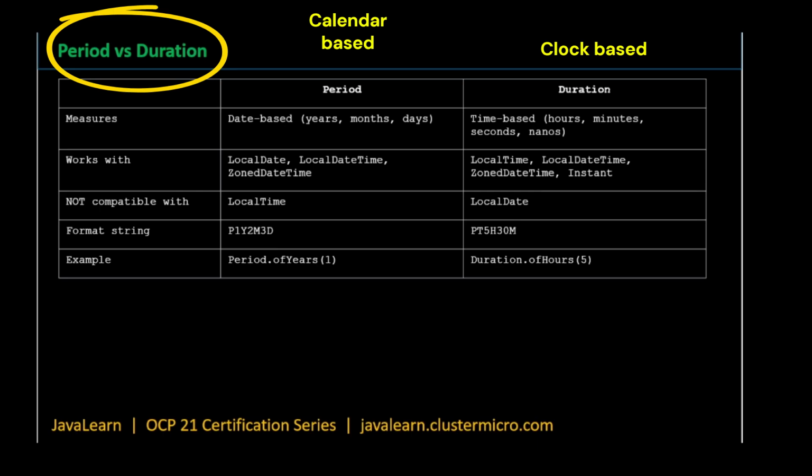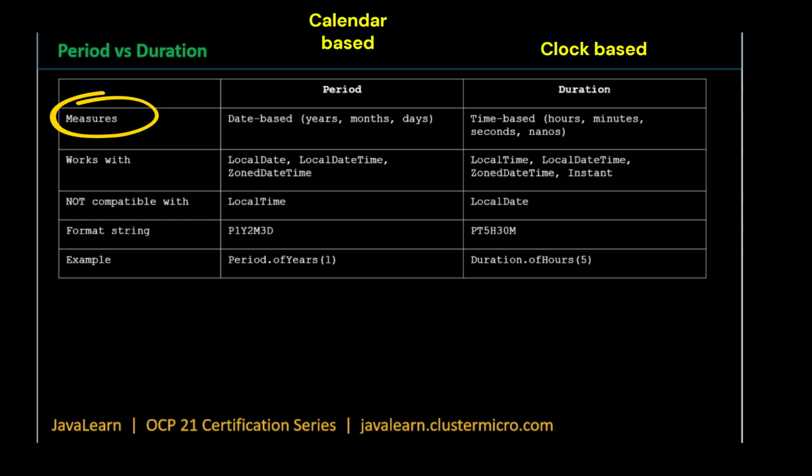The first row is measures. Period measures years, months and days. So when you say Period.ofYears(1), you are saying an amount of 1 year. When you say Period.ofMonths(6), you are saying an amount of 6 months. When you say Period.ofDays(10), you are saying an amount of 10 days. These are all calendar based units.